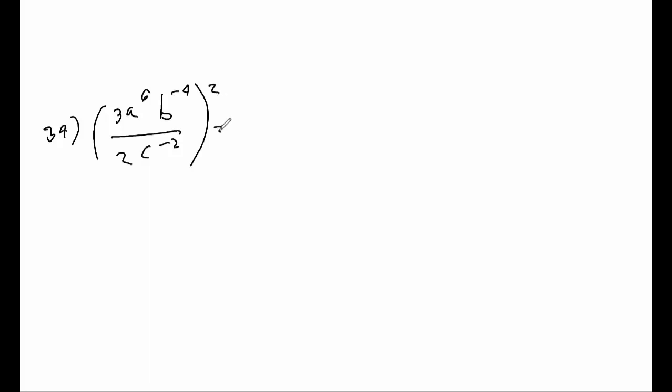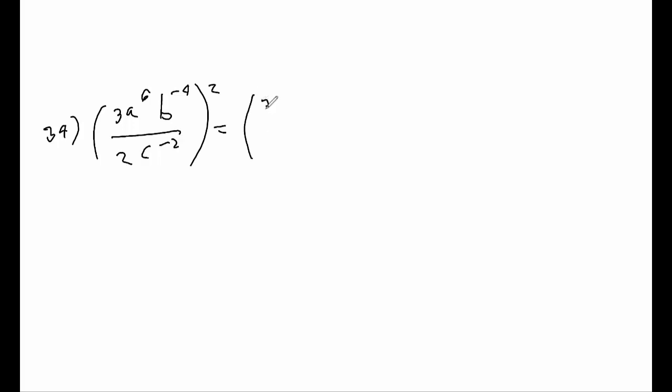Well, my strategy here, and of course you can just multiply it in and work it out the long way, but I'm going to make a strategy here. And I see I have these negative powers inside my bracket. So I want to get rid of the negative powers inside here. So I'm going to use my negative quotient rule to do this. So that means I'm going to bring my b to the -4 downstairs and make that b to the +4. And then I'm going to take my c to the -2, move that upstairs, and make that c to the +2.